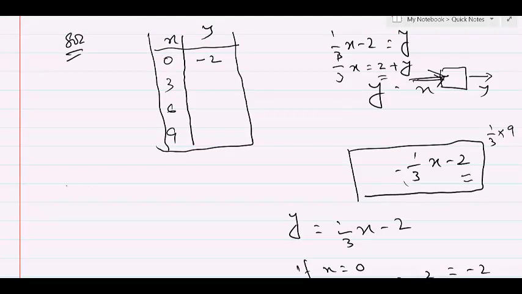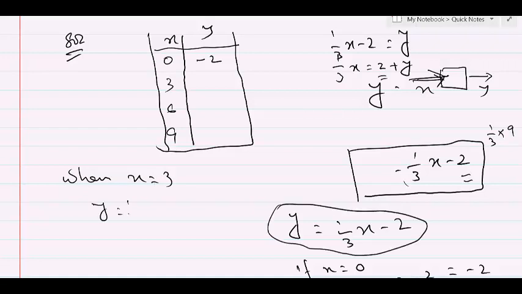Now, when x is equal to 3, the rule of transformation is this: y is equal to 1 by 3 times, what is x? x is 3 now, minus 2. 3 divided by 3 is 1. 1 minus 2, the answer is equal to minus 1. So this is minus 1 here.